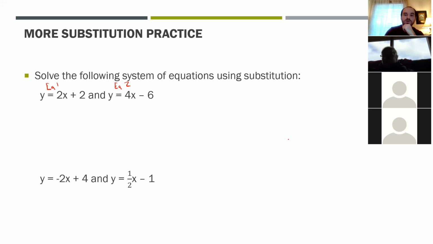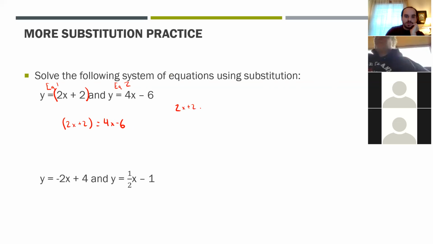Yep. So put equation 1 where y is on equation 2. So we're going to take the equation 1, this stuff, and replace it with the y here. So we have 2x plus 2 equals 4x minus 6. So that's our first step. 2x plus 2 equals 4x minus 6. All right. Now, what's the next step to solving this for x? What's the first thing you guys want to do?